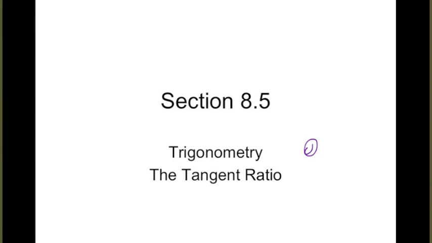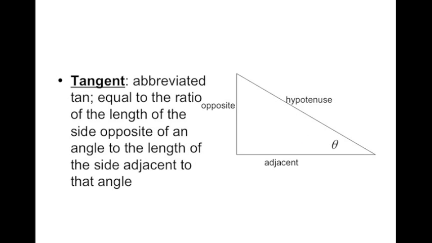Today we're going to introduce trigonometry with the first ratio we're going to study, which is called the tangent ratio. The tangent ratio, which we abbreviate just tan, is equal to the ratio. What's a ratio again? A proportion. Part of a proportion.